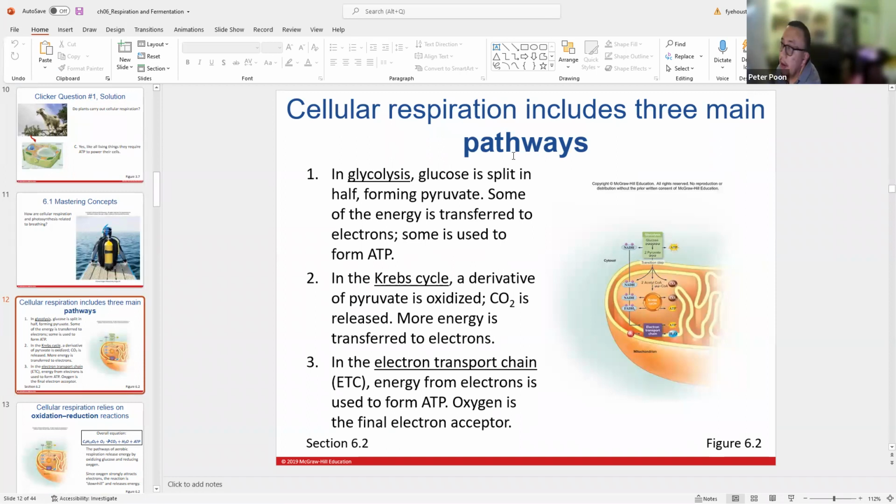Cellular respiration includes 3 main pathways: glycolysis, the Krebs cycle, or the citric acid cycle, and finally the electron transfer chain. In glycolysis, glucose is split in half, forming pyruvate. So let's look at glycolysis. Again, the most important things I want you guys to do is the big steps that are in each process, right?